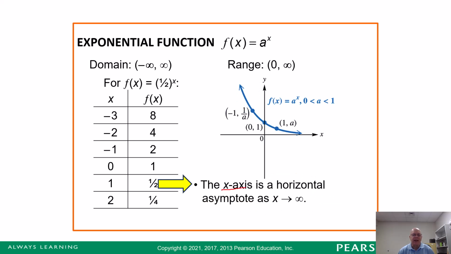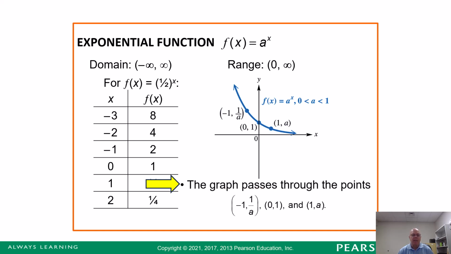Again, the x-axis is an asymptote, just on the other side this time. Same points we had before. If your base is a, you're going to have an automatic 3 points. (0, 1), regardless. (1, a), regardless of what a is. And (-1, 1/a), the reciprocal of a. Guaranteed for your basic exponential function.